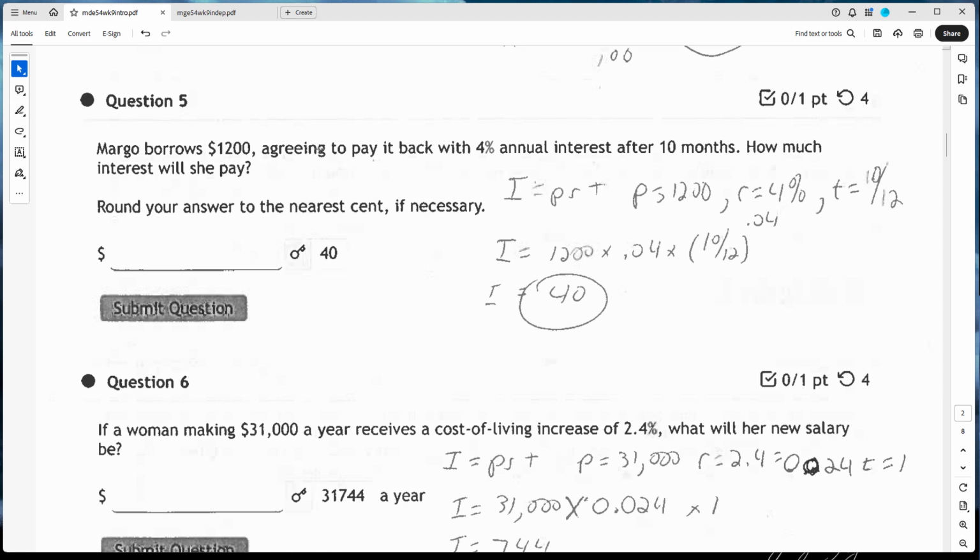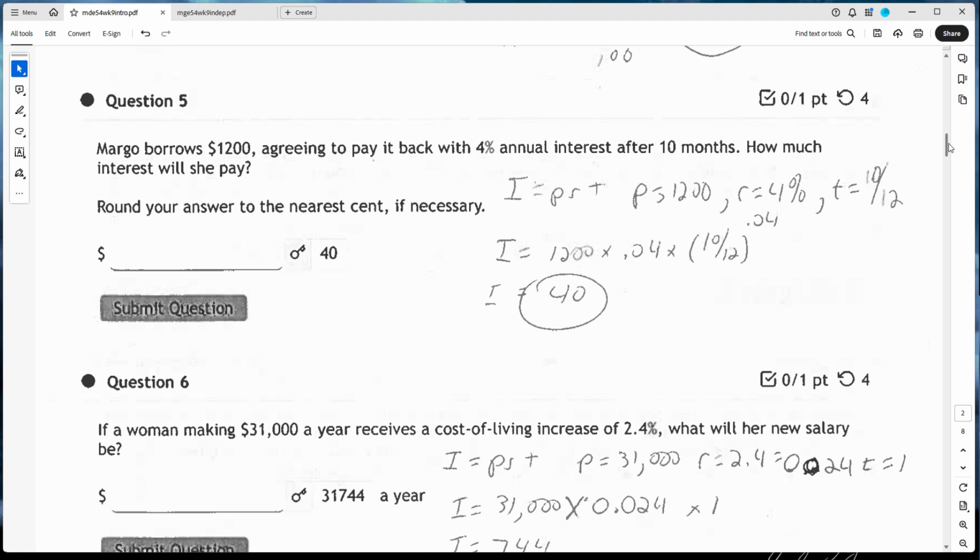So I'm using a simple interest formula. I is equal to PRT. It's 10 months here, it's the time period. So I is equal to PRT, T has to be in some form of years. So in this case, as a fraction, 10 out of 12. So when I plug in, I have 1,200 times R, which is 4%, as a decimal, 0.04 times 10 over 12. I is equal to 40. So the amount of interest is $40.